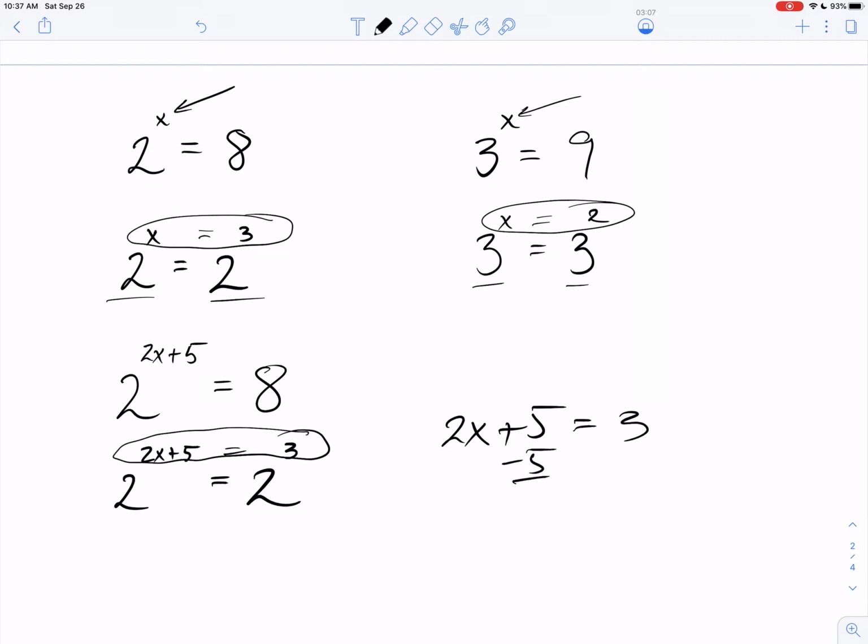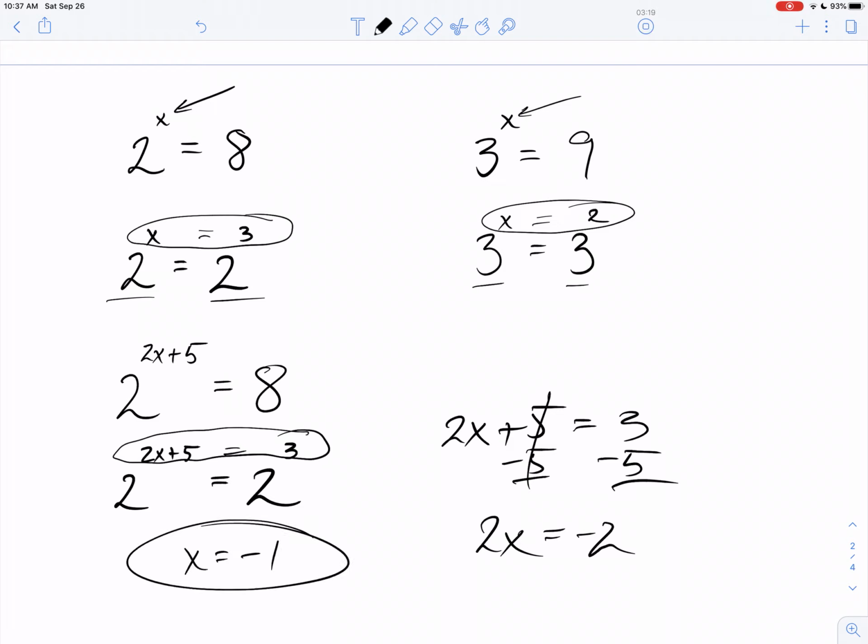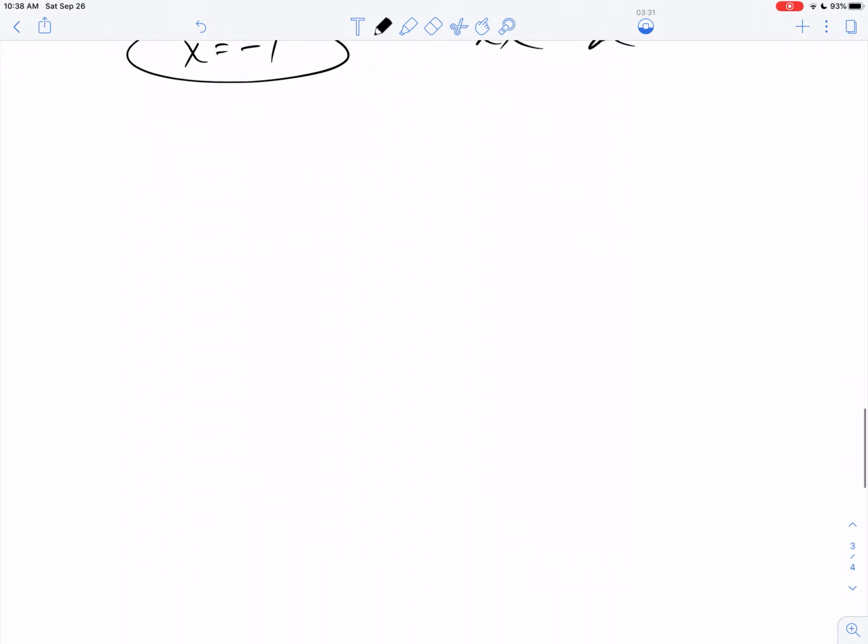I'm going to move the 5. And we're back in Algebra 1 now. And what's x got to be? X has got to be -1. So when it comes to solving exponential equations, these are what I call bases match style. So let's just play around. You're going to see some practice problems, and they are going to be mixed together.